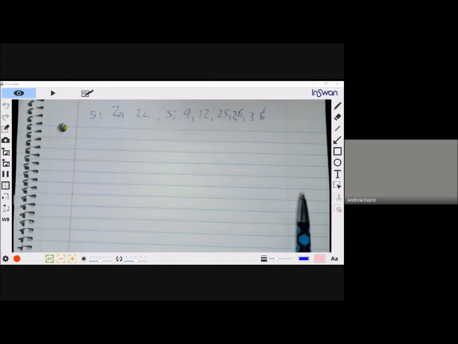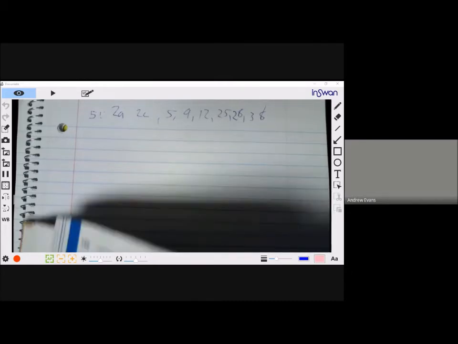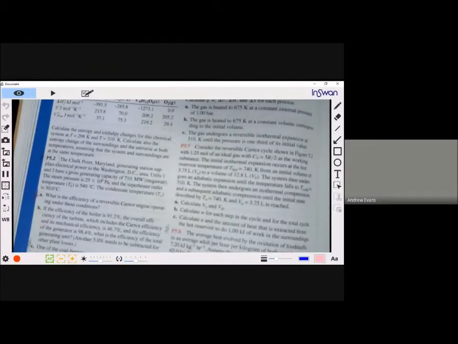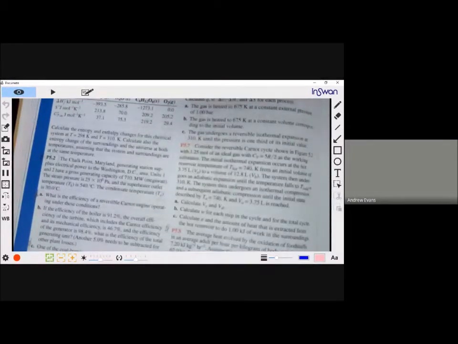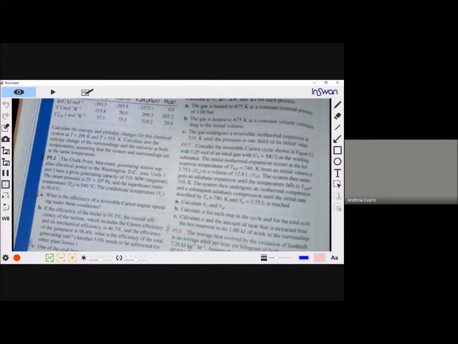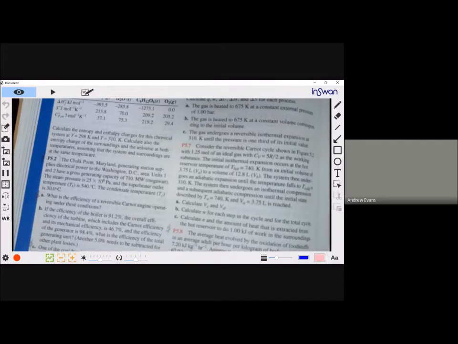So let's start by looking at number 2A. Chalk Point, Maryland, generating station supplies electrical power to the Washington, D.C. area. Units 1 and 2 have a gross generating capacity of 710 megawatts, steam pressure 25 times 10 to the 6 pascals, superheater outlet temperature of 540 degrees Celsius. The condensate temperature, T cold, is 30 degrees Celsius. First question is, what is the efficiency of a reversible Carnot engine operating under these conditions?